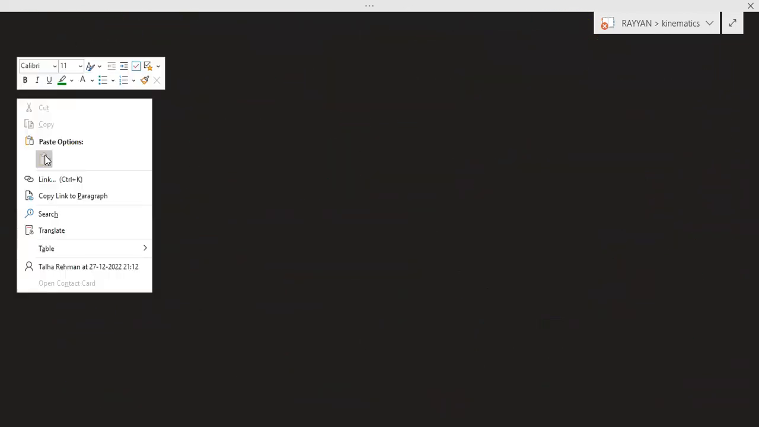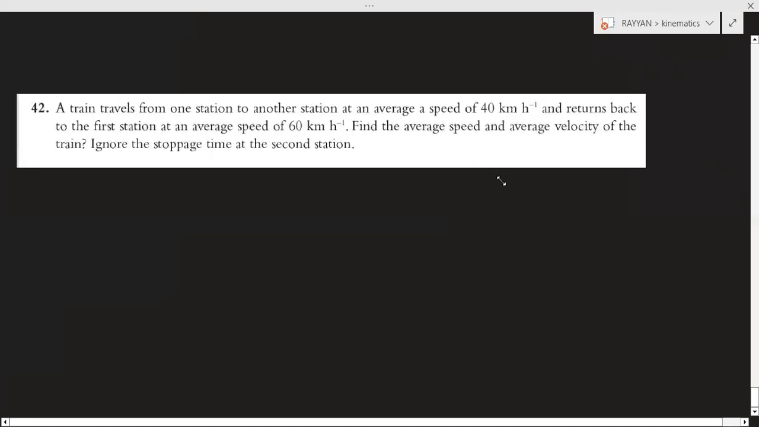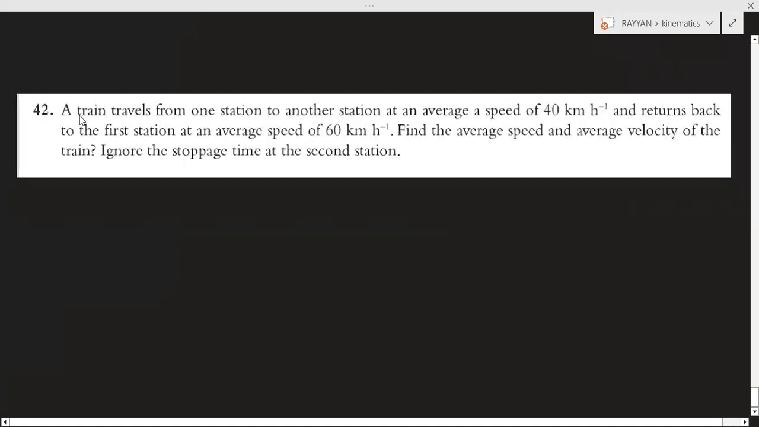Now another question. They are saying a train travels from one station to another at an average speed of 40 km per hour and returns back to the first station at an average speed of 60 km per hour. Find the average speed and the average velocity of the train. Ignore the stopping time at the second station.